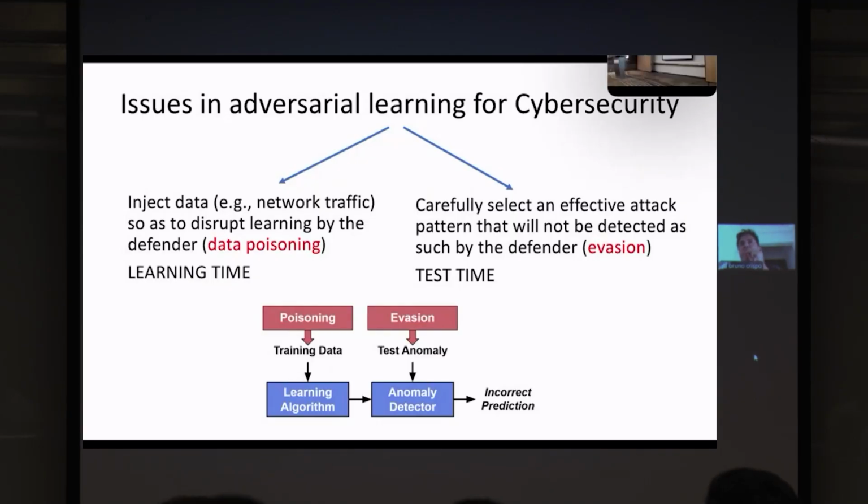You can attack the machine learning classifier at test time, with what are called evasion attacks. So you select an attack pattern that will not be detected as such by the defender. So you try to get one of these false negatives, the ones that were pink but not yellow, so that they are anomalies that are not detected by the classifier. And these are called evasion attacks. For the rest of the talk I will focus more on evasion attacks.